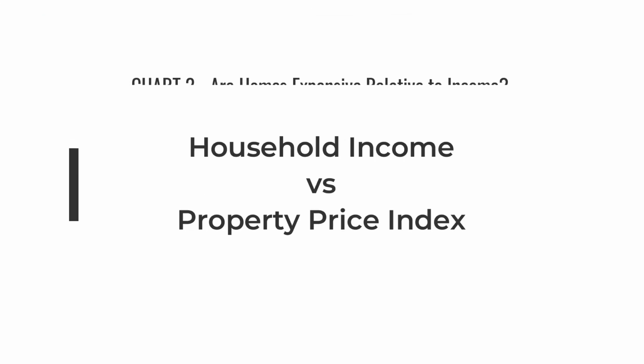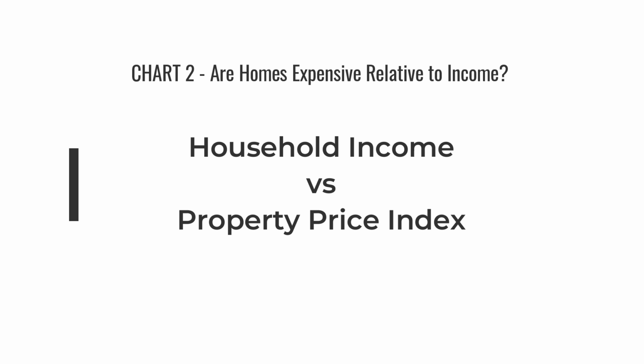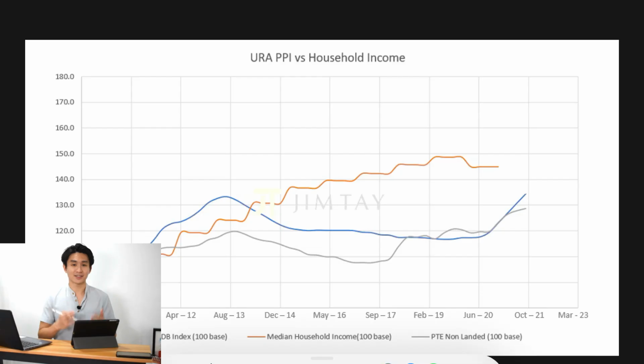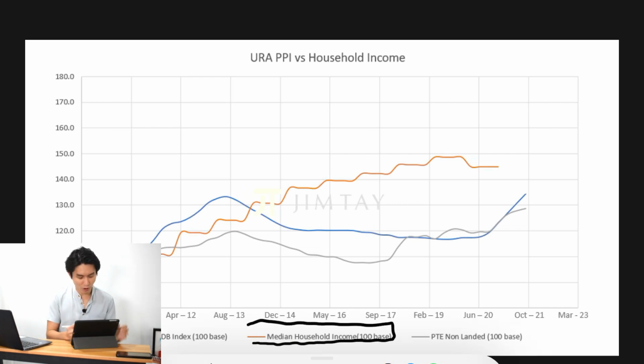The next comparison I want to show you is to actually answer the question of whether Singapore homes are indeed becoming more unaffordable. This data is taken from the Ministry of Manpower, MOM, as well as SingStat. You can see the orange line is the median household income. I've reverted them all to a 100 base so that they can be easily compared to each other.